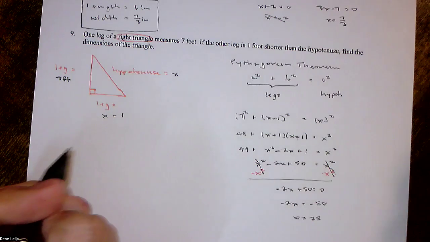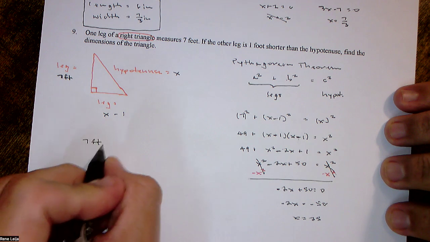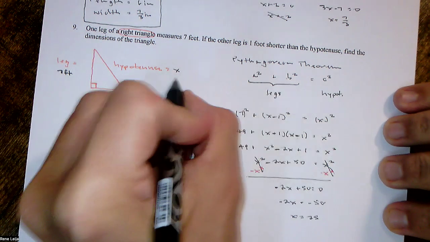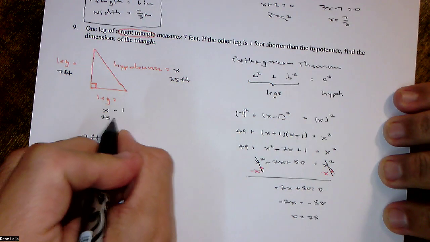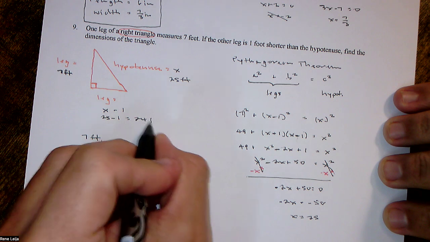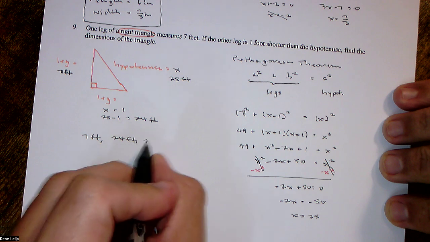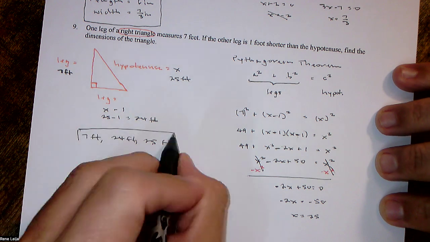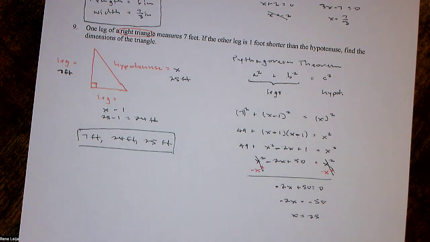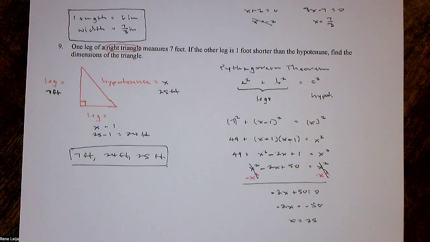So I know that the dimensions of the triangle is going to be 7 feet. The hypotenuse is 25 feet, which means this leg is 25 minus 1, so that's 24 feet. So 7 feet by 24 feet by 25 feet. These are the dimensions of the triangle. Okay. All right. So that's it for 3, 4.